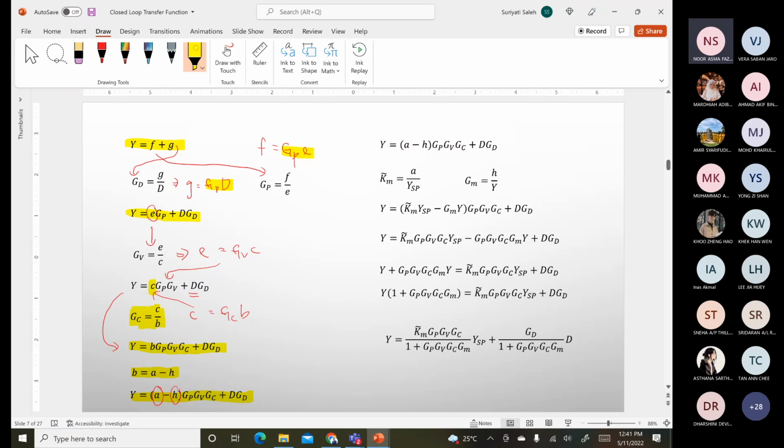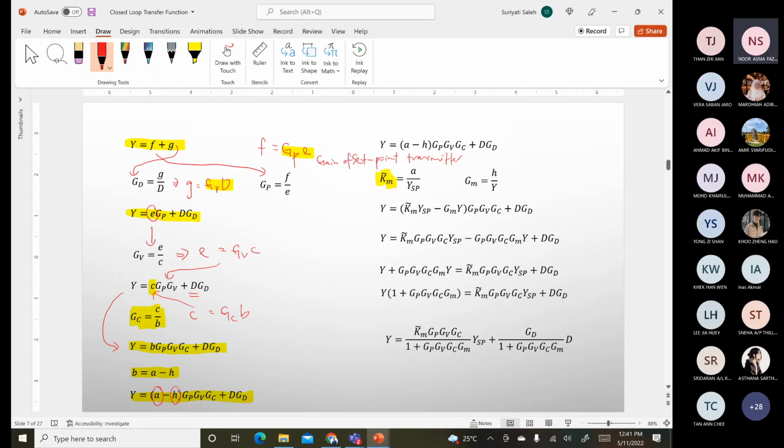You have the Km bar here. This one, normally what we call it set point transmitter. Km bar set point transmitter. Since you have the K, that means gain. Gain of set point transmitter. So that is the Km bar. And then the H coming from the Gm equal to H over Y.